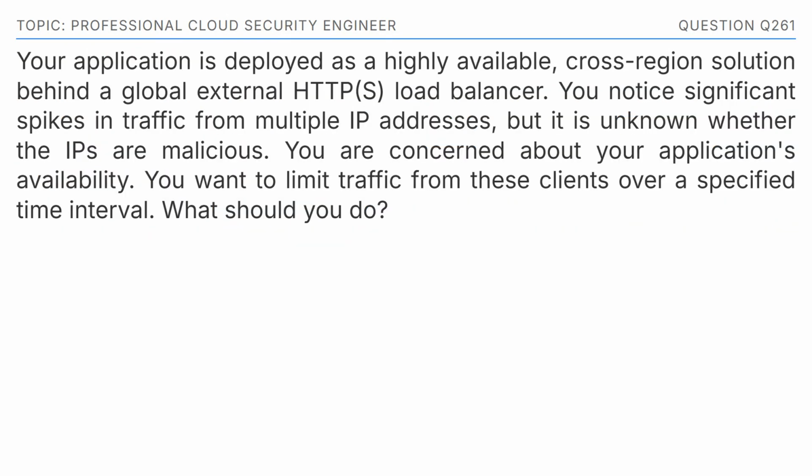Your application is deployed as a highly available, cross-region solution behind a global external HTTP/S load balancer. You notice significant spikes in traffic from multiple IP addresses, but it is unknown whether the IPs are malicious. You are concerned about your application's availability. You want to limit traffic from these clients over a specified time interval. What should you do?